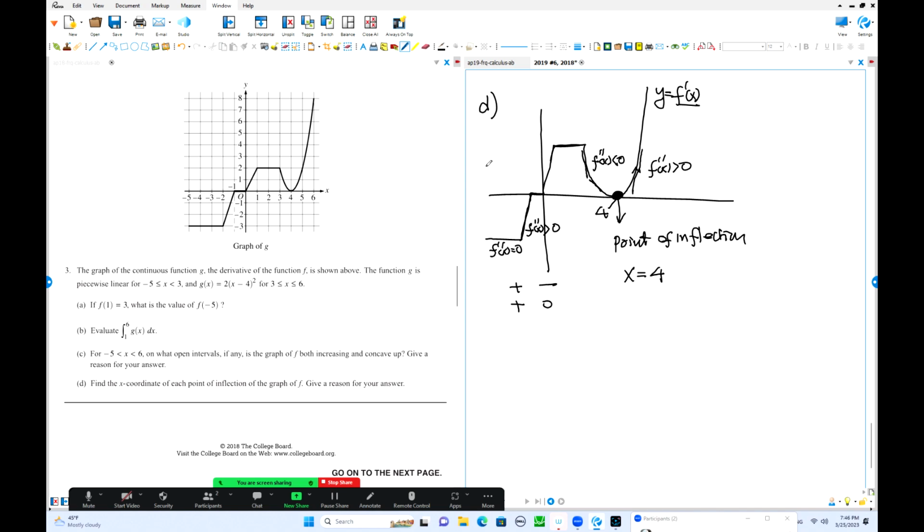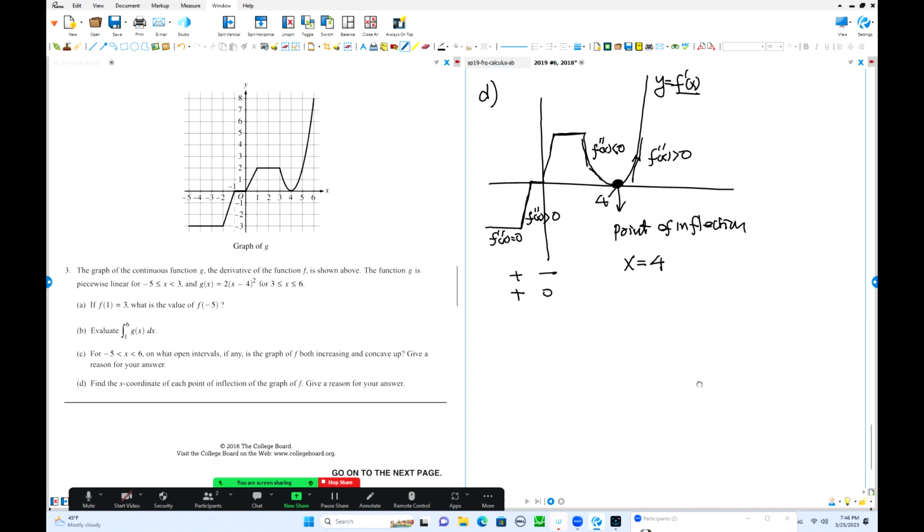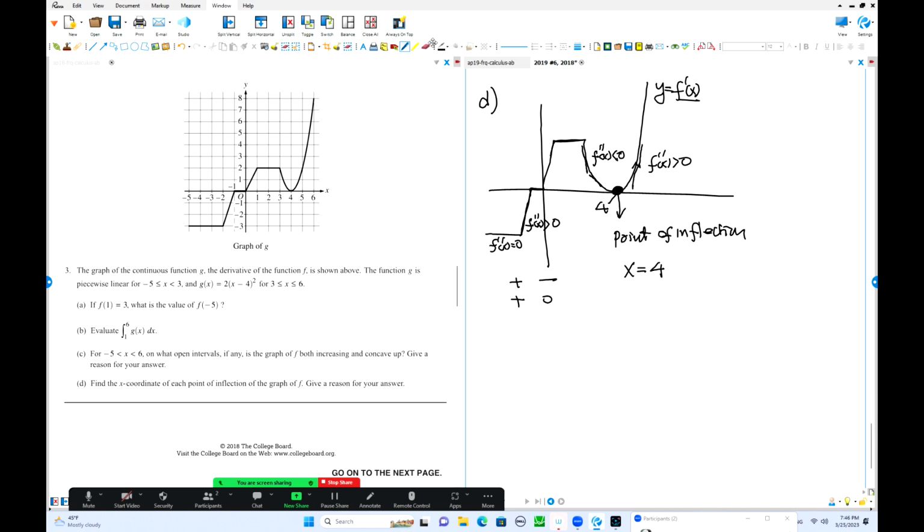Maybe we can try to draw an original graph of f of x. We start from here. That is decreasing, and the slope is constant up to here. Decreasing. The next one is still minus and decreasing, but this is concave up and decreasing. But the slope is 0 over here, nothing.